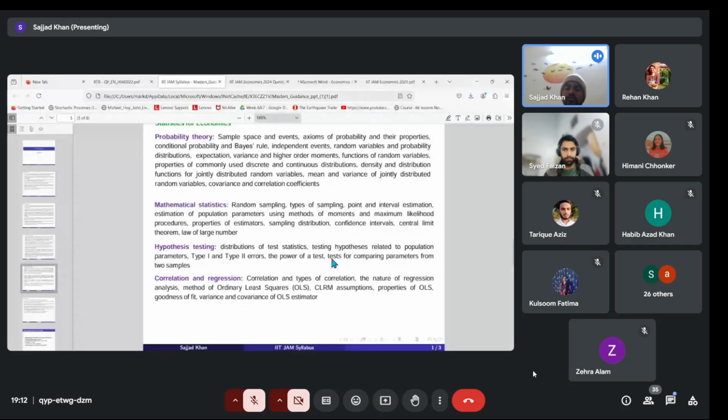In 2021, they asked about the comparison of parameters. Two samples were given to you. On the basis of the given data, you have to analyze the parameter for the population, and some type of comparison was asked.